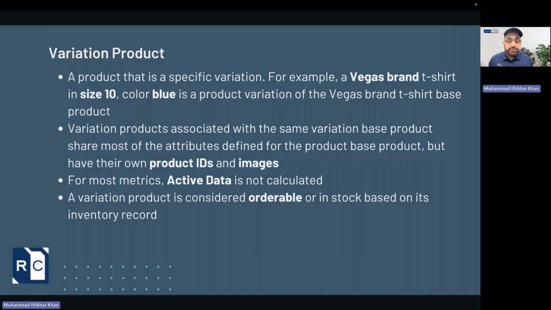And the active data is not calculated for the variations, because the active data values are calculated at the variation base product level and are calculated as an average of all the variations. A variation product is considered orderable or in stock based on its inventory record. So if you have defined the inventory in the system based on the variations, not the base level, that variation will be considered orderable if it is in stock in the inventory record.